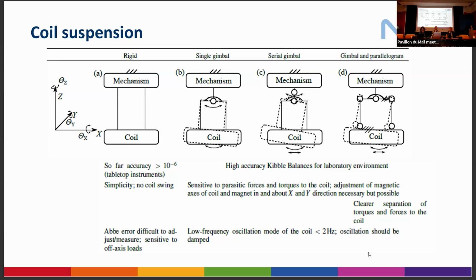Versus that, all the high accuracy Kibble balances use gimbals. They're different kinds of gimbals, either one single flexure or flexures in series. D is what NIST is using. And the reason we have that is because you can clearly separate horizontal motion or forces on the coil versus torques on the coil. The disadvantage, of course, is that you have those oscillations whenever you have forces and torques on the coil.